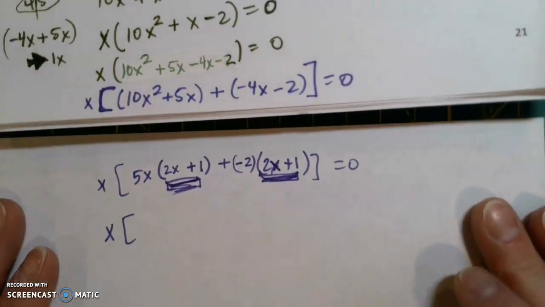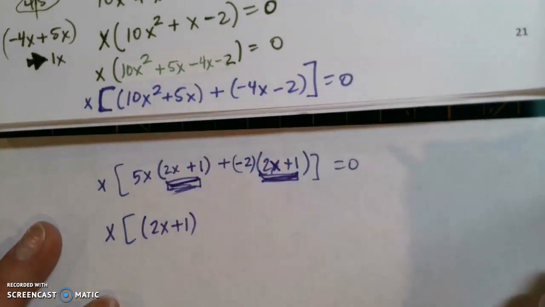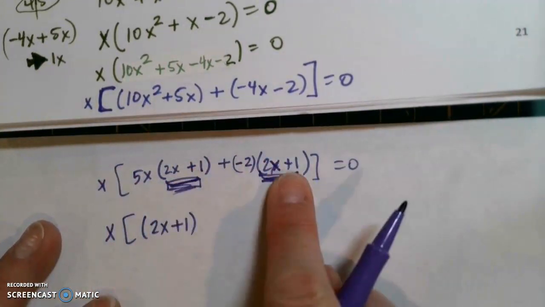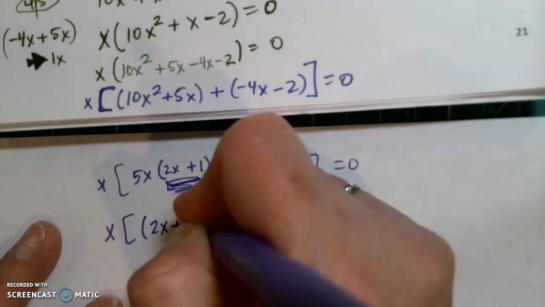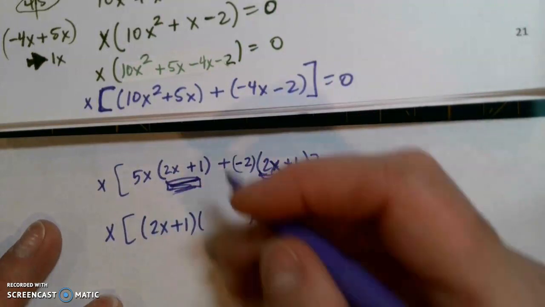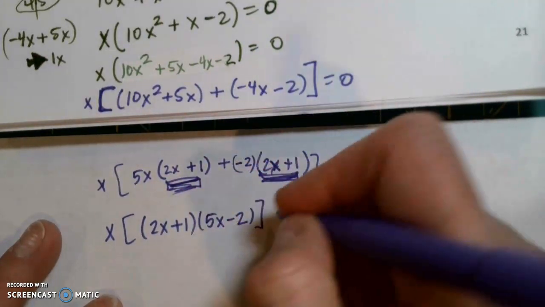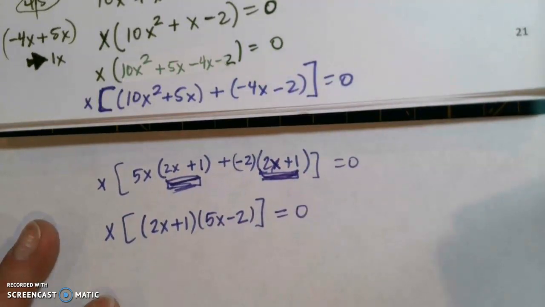And then, remember, we can pull that binomial, that 2x plus 1, because it's common to both of them. It is a factor. And then what's left over goes in the second set of parentheses. So 5x minus 2. And then that is set equal to 0.